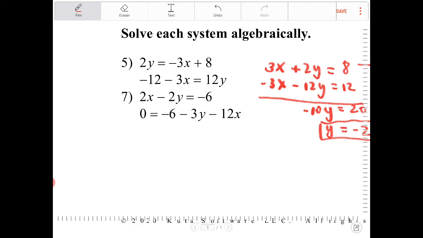Question number 7, I'm going to solve it a little differently. Instead of solving it by elimination again, I'm going to solve it by substitution, just to vary up the different techniques and remind you of the different techniques that exist.